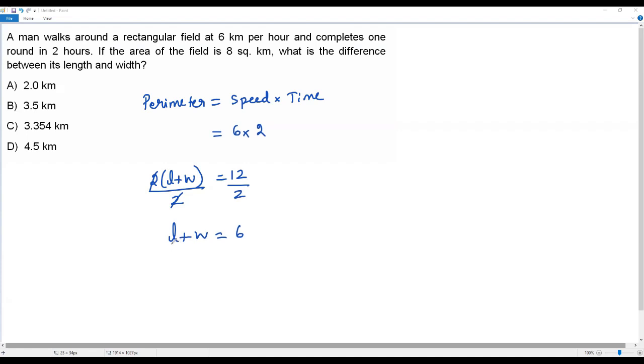So for example, if I want to solve for L, I'll get the solution in terms of W. Now let me solve for L. For that, I have to get rid of this + W, so I subtract W from both sides. Then I'm getting L equals 6 − W. Let me consider this equation number 1. Now I'm going to use the other information in the question.